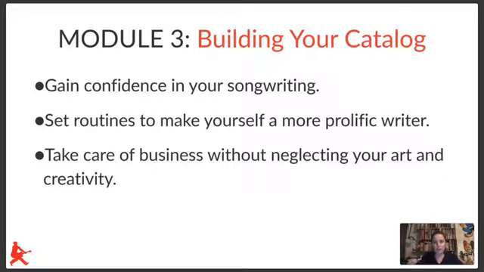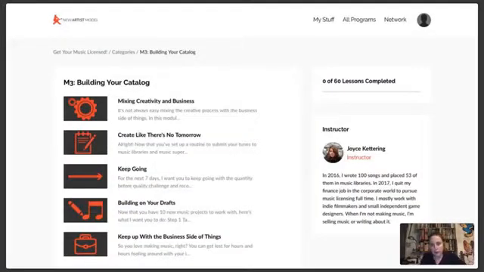This is how I managed to write, record, and produce 100 songs exactly in 2016. I did a little bit less in 2017 and 2018, but still, more than 50 tracks a year for the past 3 years. And this module is all about that. I'm sharing all the techniques I used to be able to do that. So you'll see here, it's all about mixing creativity and business, basically.